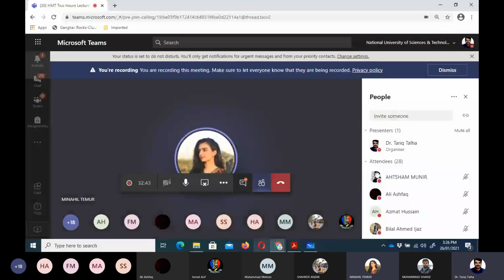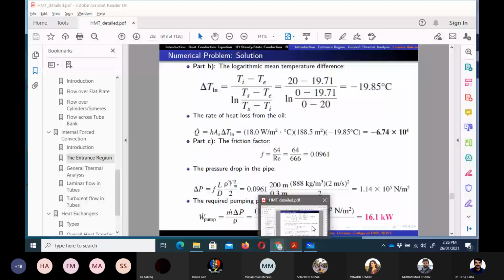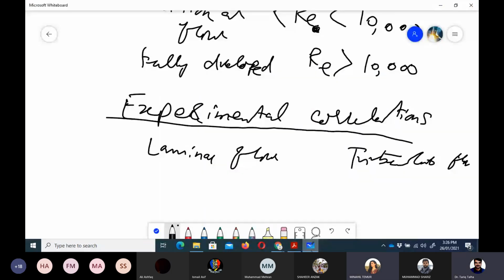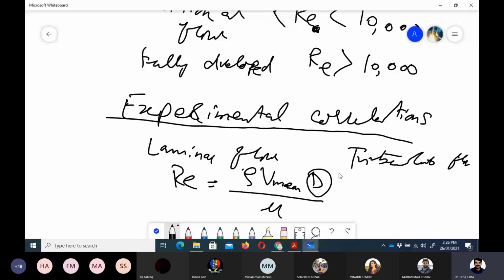Because the length is more. Length of what? The pipe flow. No, because if you remember how you calculate Reynolds number in pipe flow, that is rho into V mean into diameter divided by mu. So diameter is constant, because Reynolds number in case of internal pipe flow is not depending upon the length of the pipe. Is that clear? It depends upon the diameter. Just a minute, Sharif.